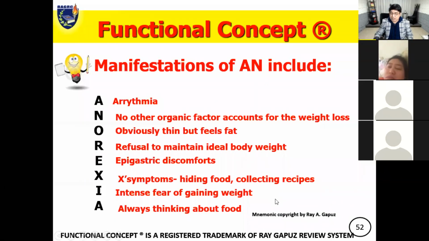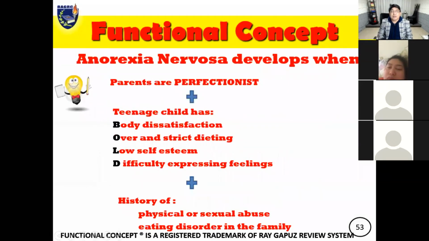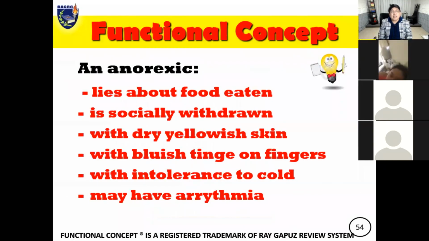So we assist the patient, okay, to identify factors. Like, for example, how would you know that you have an anorexic patient? How does it develop? Usually the parents of anorexics are perfectionists. Okay, and the anorexic teenage child would have body dissatisfaction, strict dieting, very low self-esteem, difficulty expressing their feelings, plus history of physical or sexual abuse in the family. Bring all these factors together, plus genetic predisposition, and you have an anorexic.